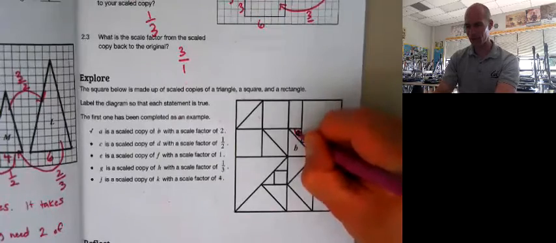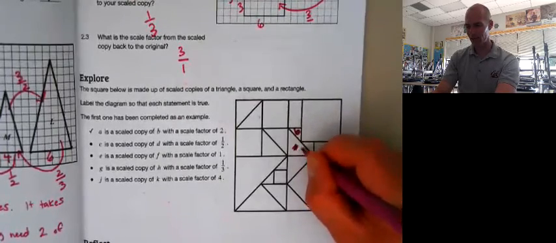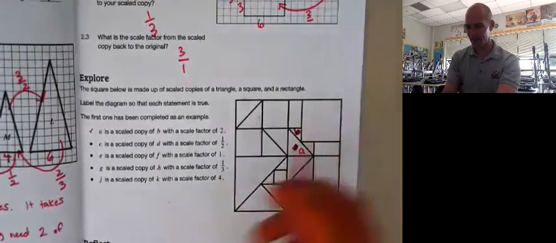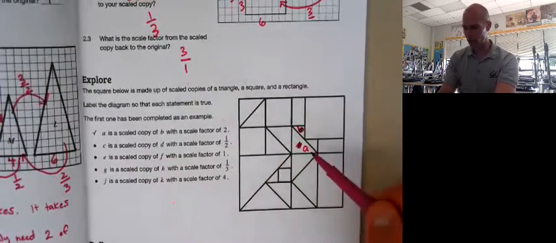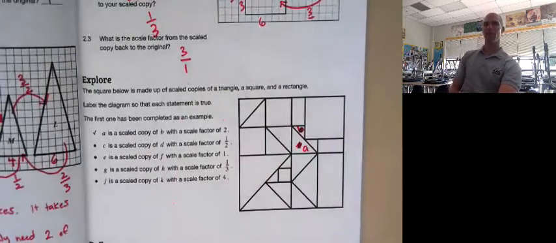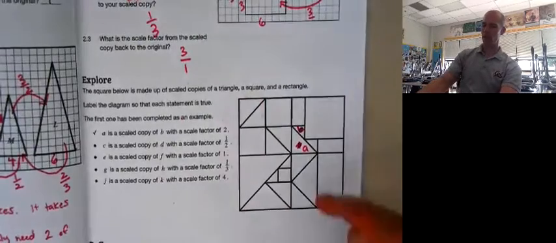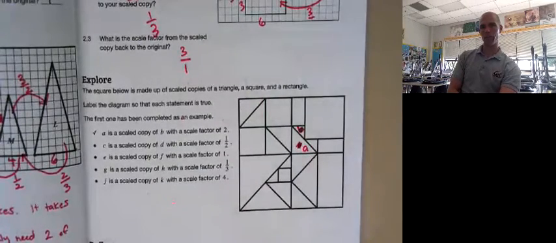I think they should have made this B and this A. A is a scaled copy of B with a scale factor 2. So A should be twice as big. Yeah, they messed this up. So let's correct our books. The bigger one should be A, the littler one should be B.